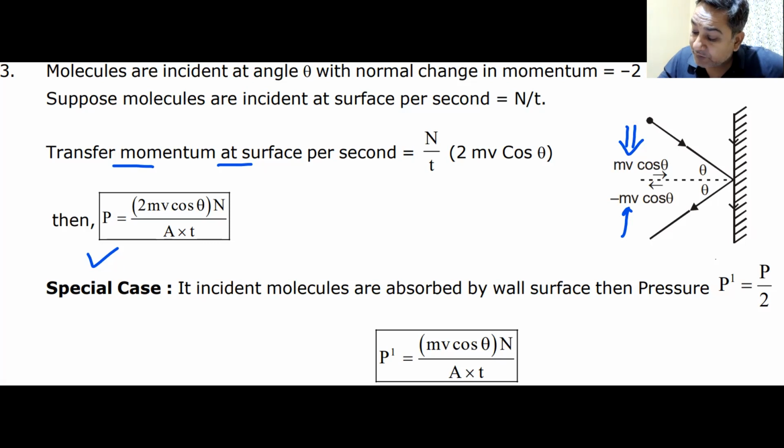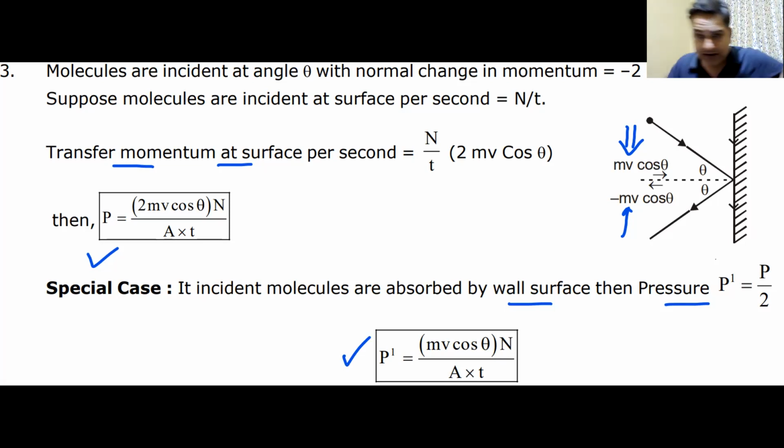There is one more case where molecules, when they hit the wall, get absorbed. In that case, the final momentum is zero, and the formula becomes mv cos theta into n divided by A t. I hope you understand this.